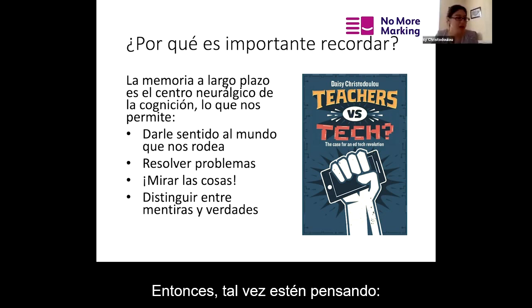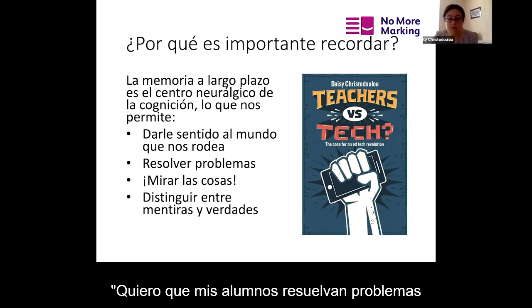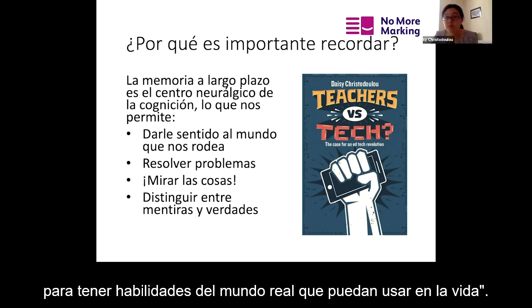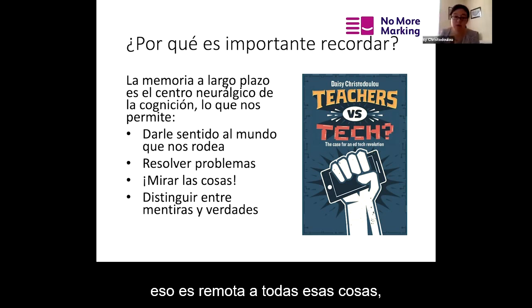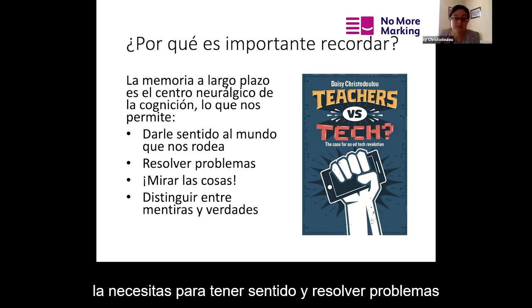So maybe you're out there thinking, I want my students to be able to solve problems, to have real world skills that they can use in life. Well, memory is a part of that. Memory is not some kind of arid, passive, dry thing that's remote from all of those things. You need it to make sense and to solve problems.